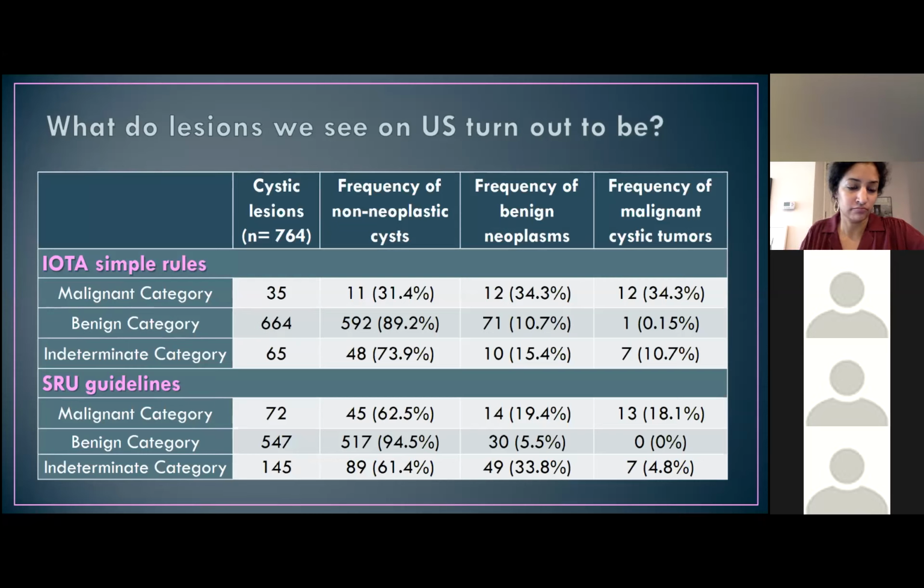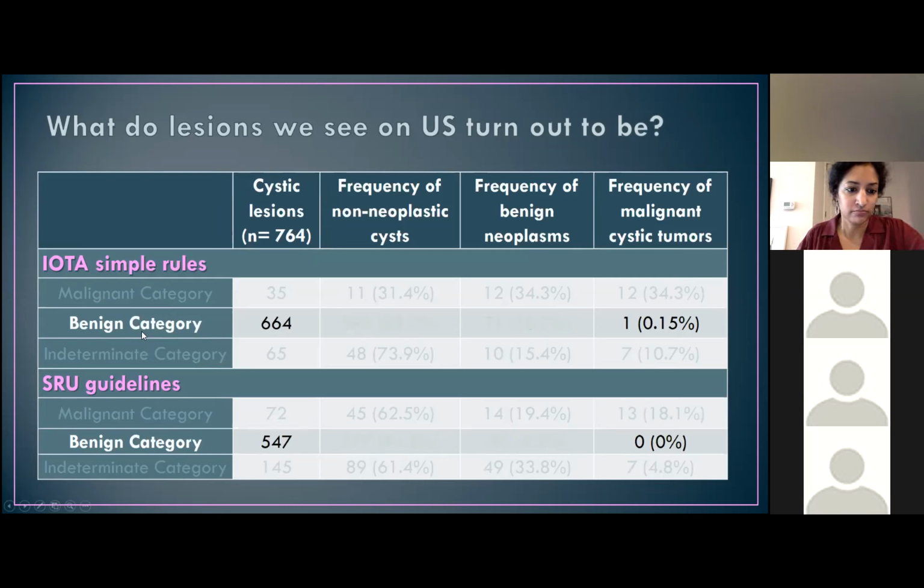Here's some background to how those numbers came about. When we look at lesions on ultrasound, what are we really diagnosing in the end? So we did this study. We looked at 750-some odd lesions, and we took the IOTA and SRU rules and characterized them as either malignant, benign, or indeterminate. What happens is when you call something benign using both IOTA and SRU criteria, there's really absolutely no chance of cancer, very, very low, if any.